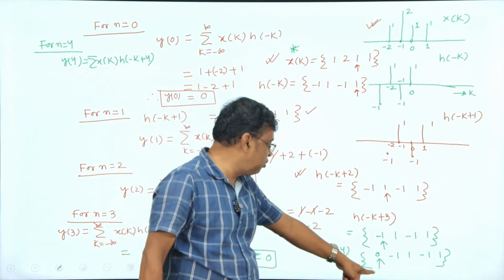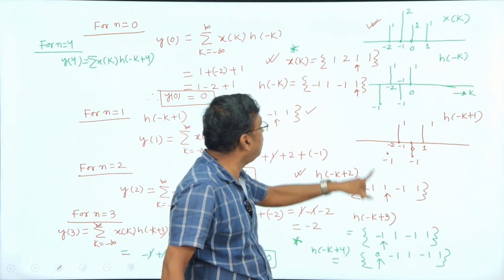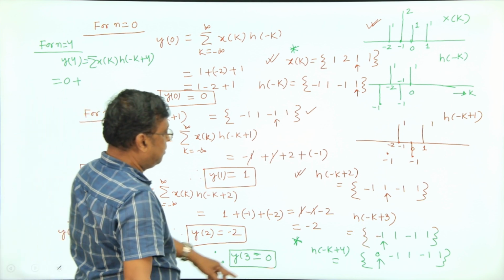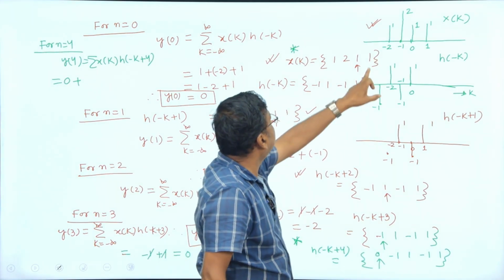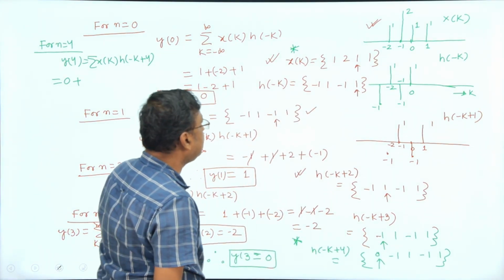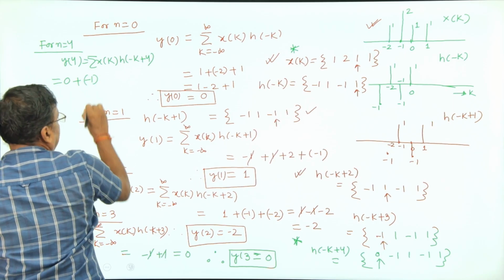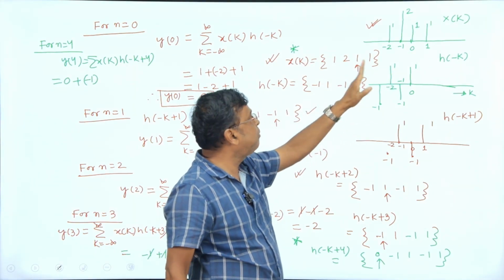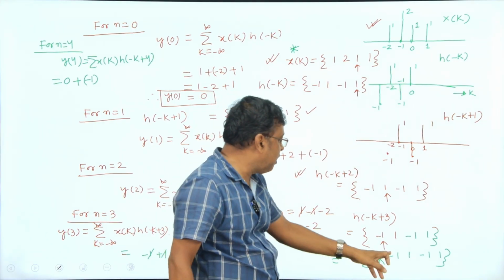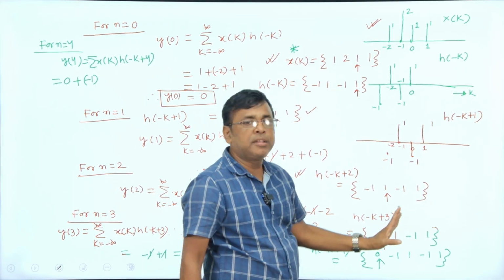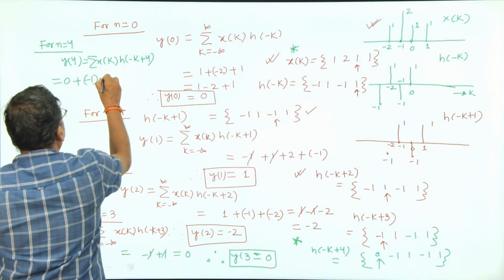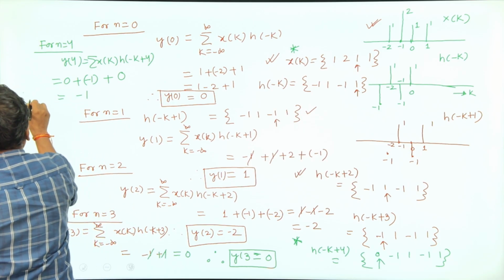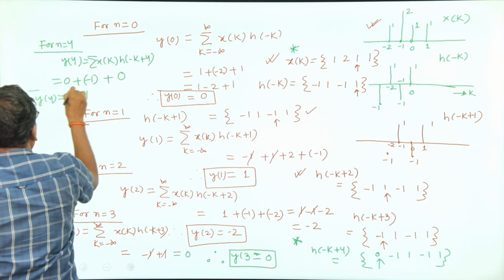So we multiply h of minus k plus 4 with x of k here. For k equal to 0, 0 into 1 will be 0. Plus, for k equal to 1, minus 1 into 1, that is minus 1. You will not get any other values, because for k equal to 2, 3, 4 nothing exists, and 0 into anything will be 0. That's why all the other values will be 0. The value will be minus 1. Therefore, y of 4 equal to minus 1.